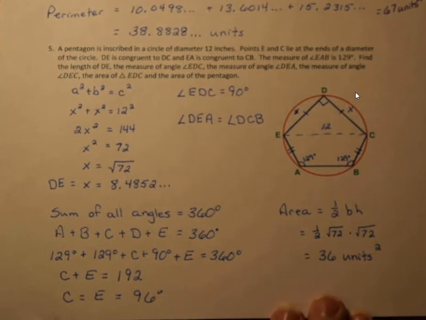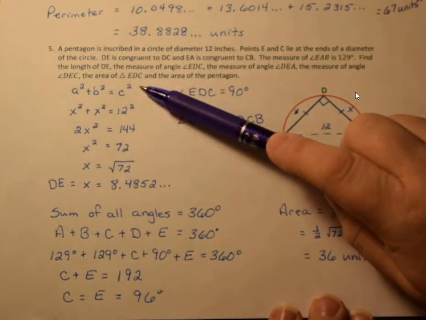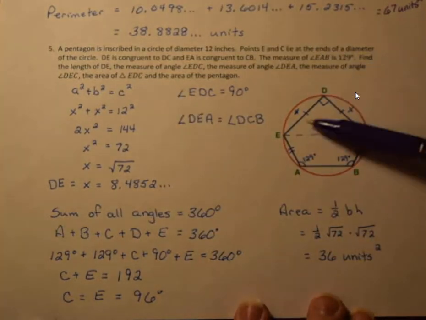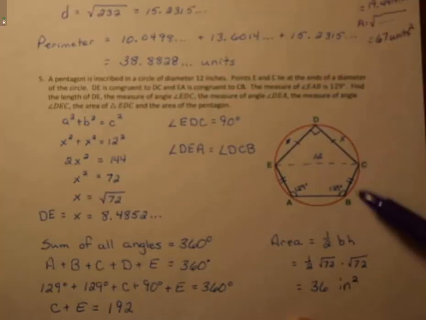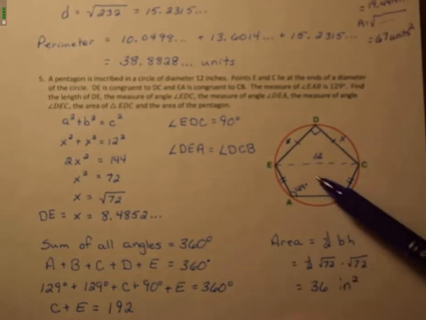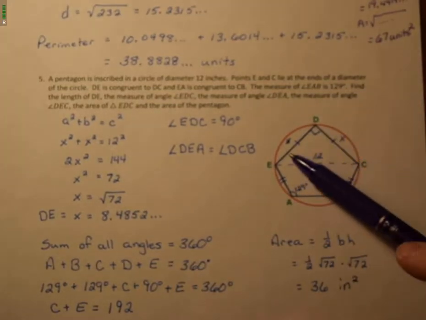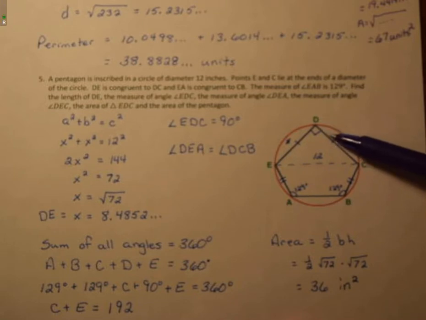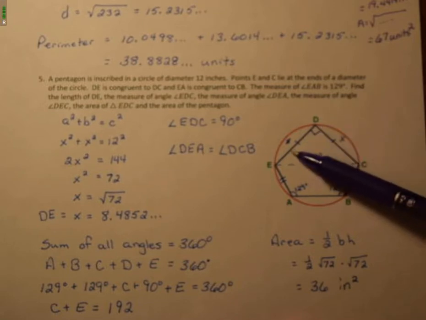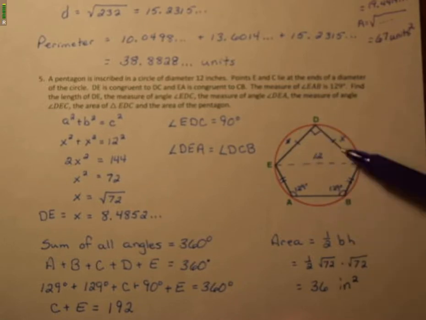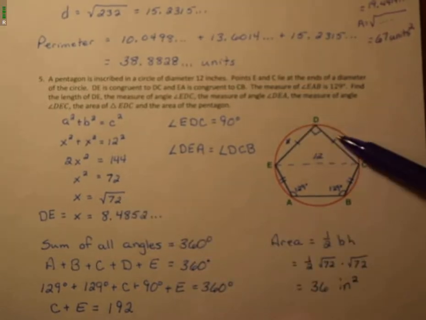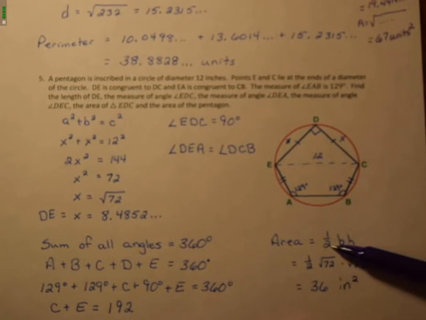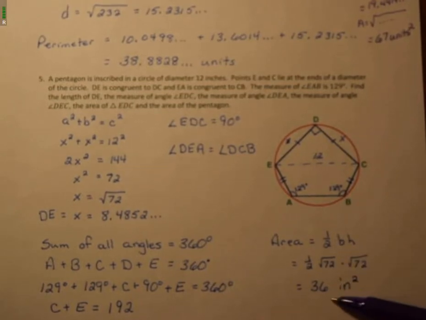So it wants us to find the area of triangle EDC. The area of the triangle we know is 1/2 the base times the height. If we call this the base, then this would be the height, and we found that that was equal to the square root of 72. So we'd have 1/2 the square root of 72 times the square root of 72, which is 36 square inches.